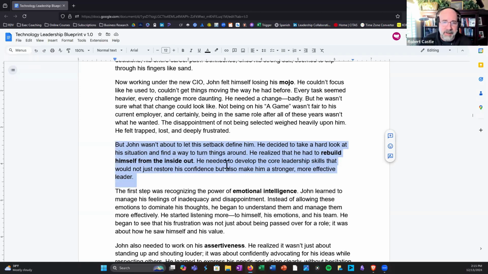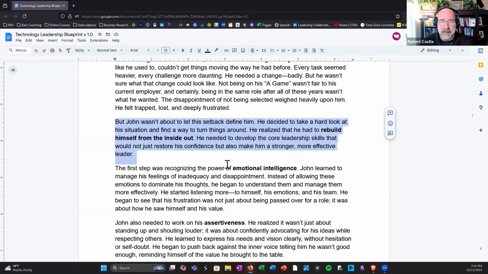But John wasn't about to let this setback define him. He decided to take a hard look at his situation and to find a way to turn things around. He realized that he had to rebuild himself from the inside out. He needed to develop the core leadership skills that would not just restore his confidence, but also make him a stronger, more effective leader.